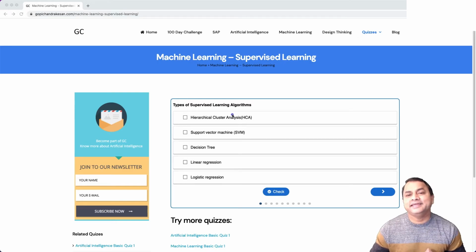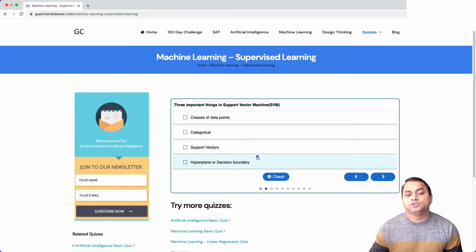Types of supervised learning algorithms. So we have hierarchical cluster analysis, support vector machines SVM, decision tree, linear regression, and logistic regression. Support vector machine, decision tree, linear regression, and logistic regression belong to supervised learning algorithms. Hierarchical cluster analysis belongs to unsupervised learning algorithms. Let's check. Yeah, correct. So three important things in support vector machines SVM: one, classes of data points, support vectors, hyperplane or decision boundary.